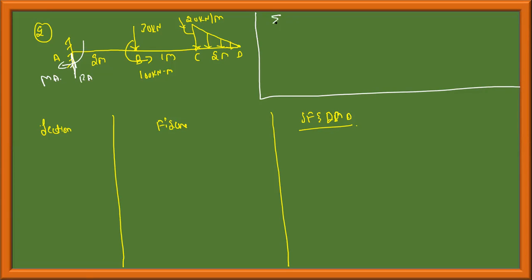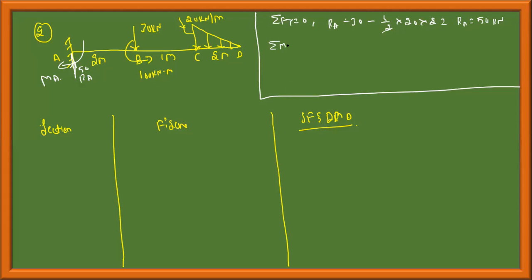Summation of forces in the y direction should be equal to 0 for equilibrium. RA is acting upwards: RA minus 30 minus half into B into H equals 0, so RA is equal to 50 kilonewton. I'll indicate this as 50 kilonewton.